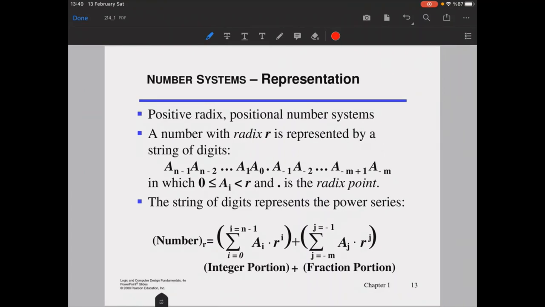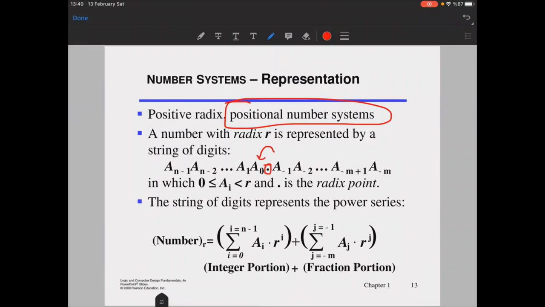Now, in number systems, we represent them with a radix approach. We're talking about positional number systems here, where you have the radix point right here, and this will be your first digit or least significant digit, up to the most significant digit here. It is the same in decimal numbers as well, like if you have $10.75, for example. This is the least significant digit.